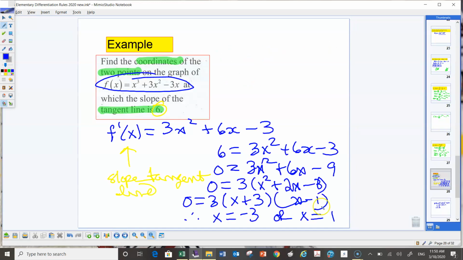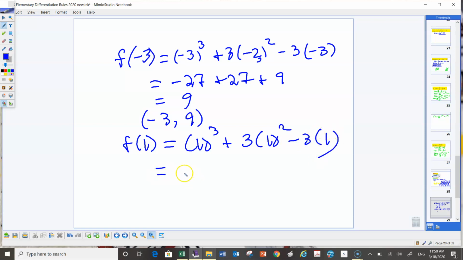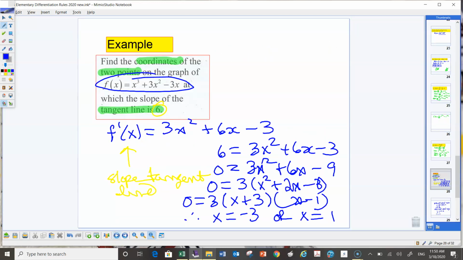And now I do the same thing with the x-coordinate of 1. So f of 1 is going to be 1 cubed plus 3 times 1 squared minus 3 times 1. And this works out to be 1 plus 3 minus 3, which ends up being 1. So my second point is the point 1 and 1. So that would be the process we would use to find points where the slope is 6.